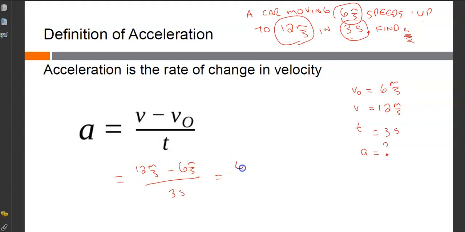12 minus 6 would be 6. I divide that by 3. I would have 6 divided by 3 is 2. And I've got this unit here, meter per second on top and a second on the bottom. It's a meter per second. And that's really a good way to write what we're doing here. What we're saying is that my car speeds up 2 meters per second every second.